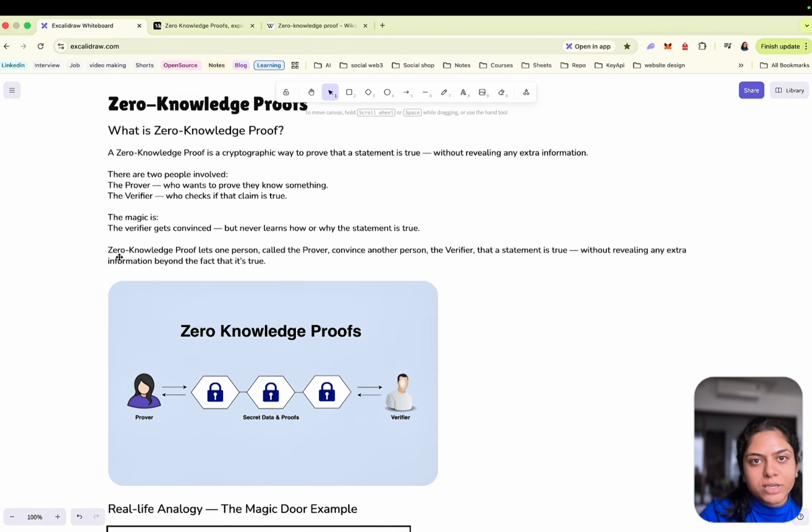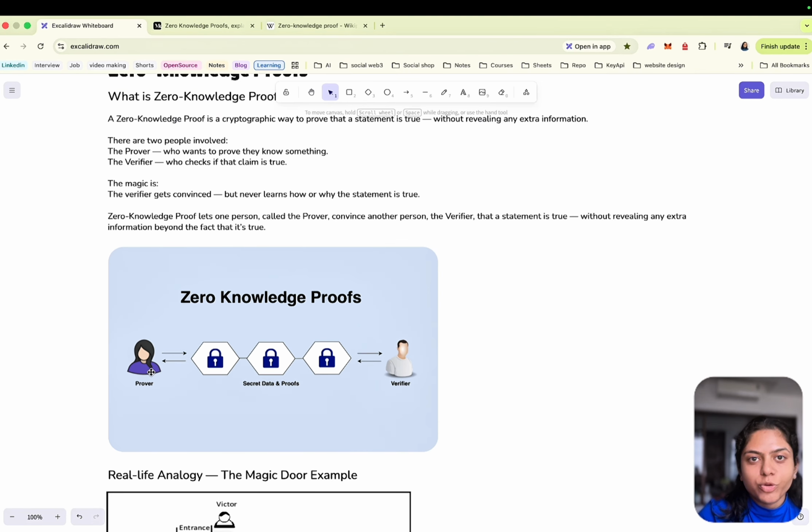So how does that work? Zero knowledge proof lets one person, called the prover, convince another person, the verifier, that a statement is true without revealing any extra information beyond the fact that it is true. So the prover will not disclose or show any password or any personal information to the verifier, and still the verifier can verify. That is a zero knowledge proof.